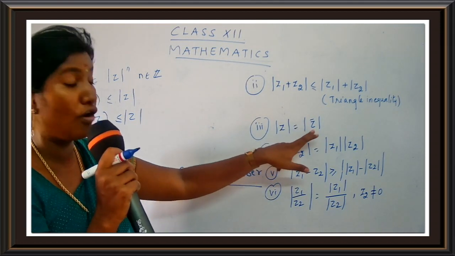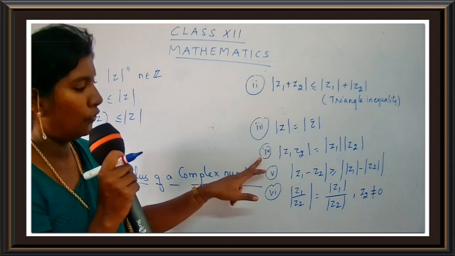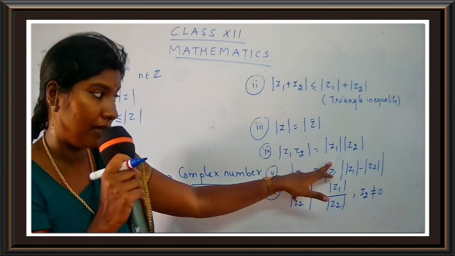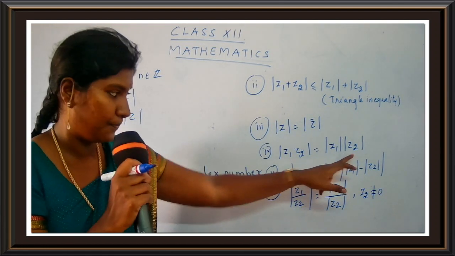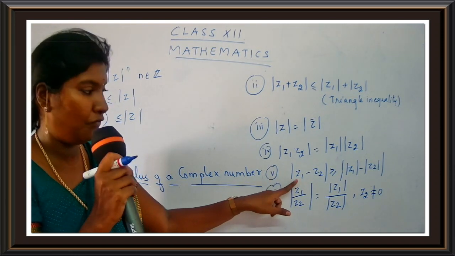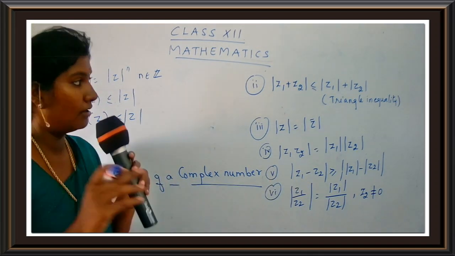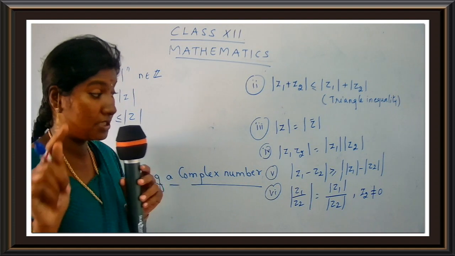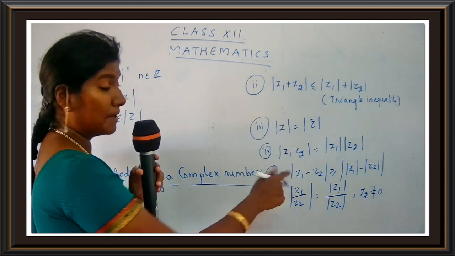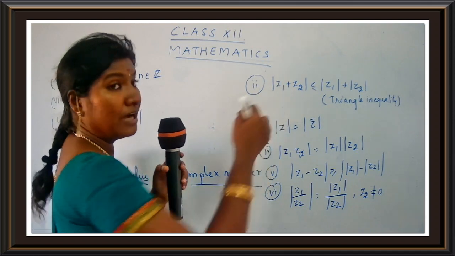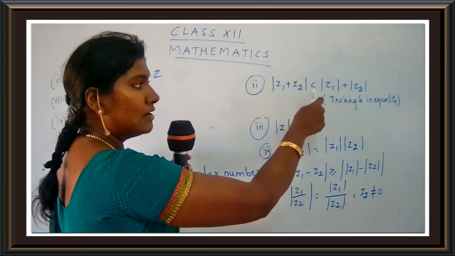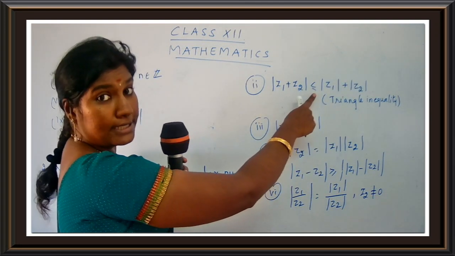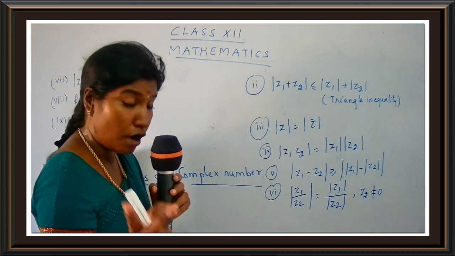Fourth one, modulus Z1 Z2 is equal to modulus of Z1 into modulus of Z2. Fifth point, modulus Z1 minus Z2. For the product, it was directly taken, but for subtraction, just observe carefully, children. For addition and subtraction, we have a different rule. For addition of two complex numbers, it is less than or equal to the two complex numbers separately, like Z1 plus Z2, and you get the inequality sign. Similarly, when you subtract a complex number, it will turn to be greater than or equal to.